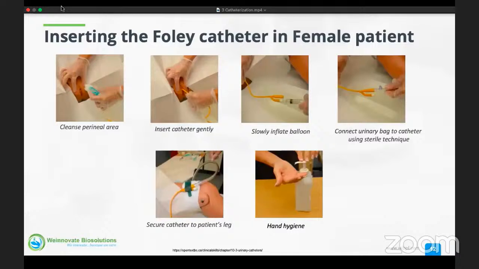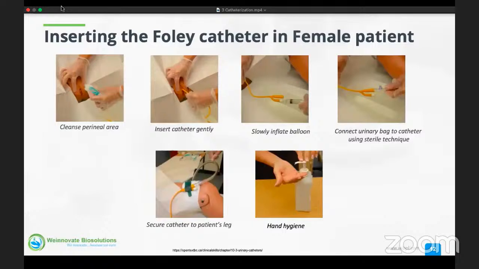Then inflate the balloon using the correct amount of sterile liquid. Again, 10 cc is very standardly used. And then gently pull the catheter until the inflation balloon is snug against the bladder neck. So it is in place. Now the catheter is in place. Connect the drainage bag to the catheter. Secure the catheter to the inner aspect of the female's thigh, and place the drainage bag below the level of the bladder. Again, clean your hands and collect the specimen.